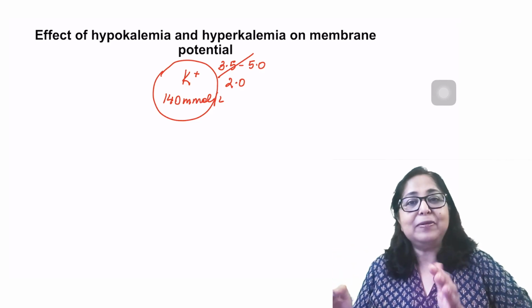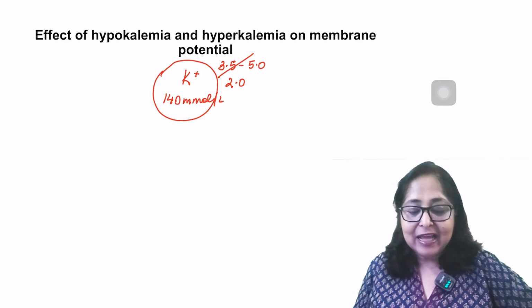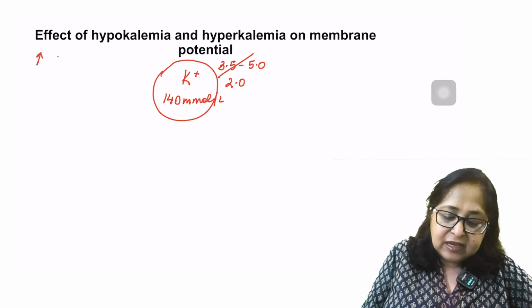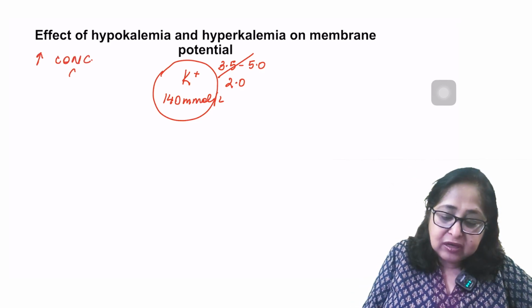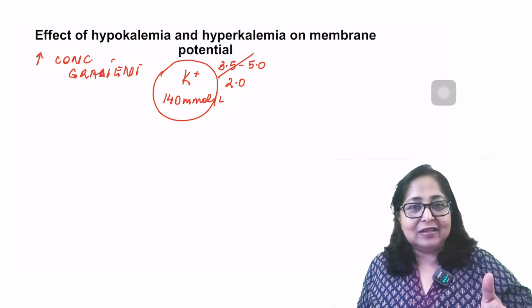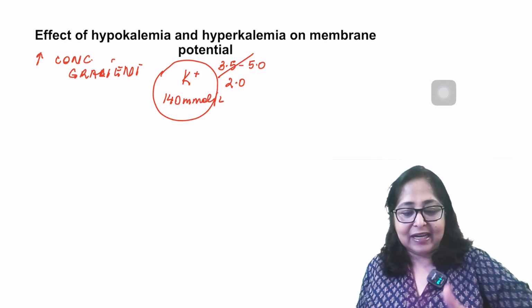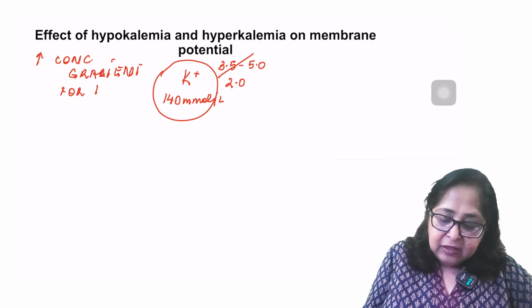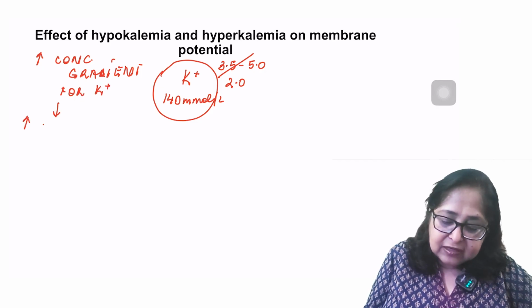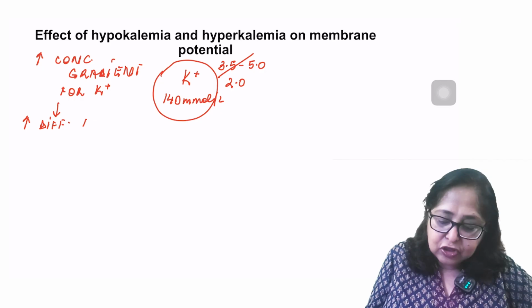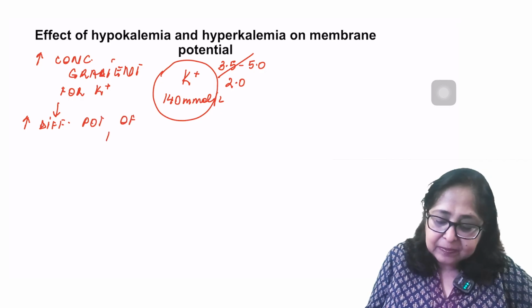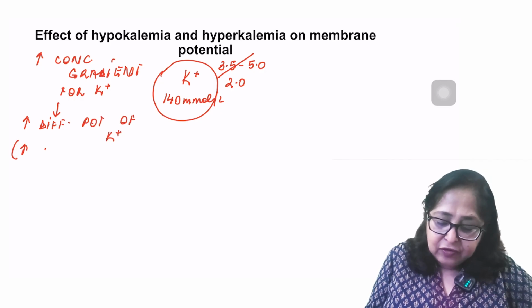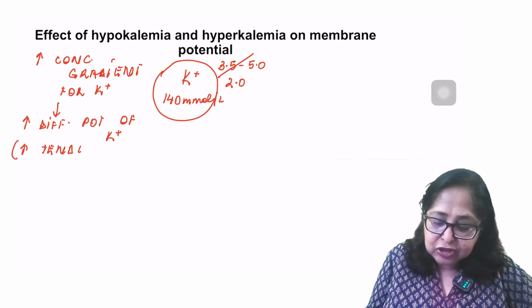Now, what has happened to the gradient? There is now an increase in the concentration gradient. Gradient refers to the difference between the potassium inside and outside the cell. This causes an increase in the diffusion potential of potassium. That means now there is an increased tendency of potassium to leave the cell.